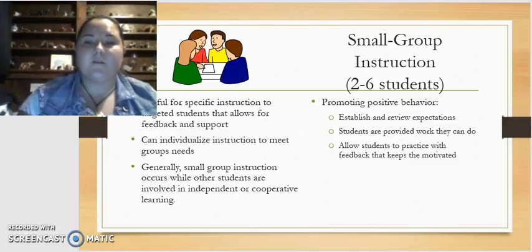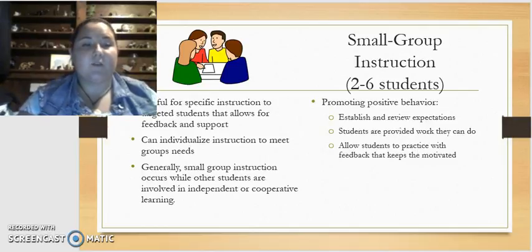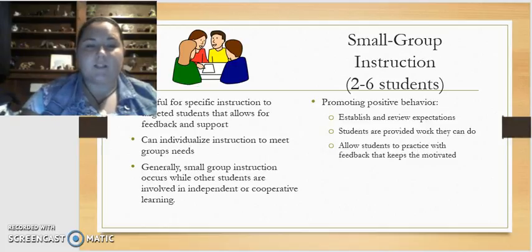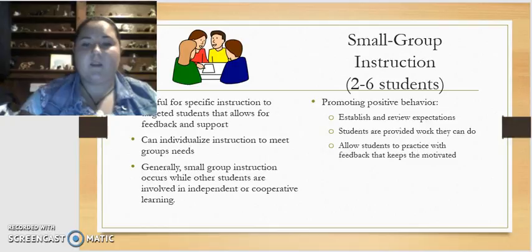A way to promote positive behavior during small group instruction is establish and review expectations frequently. Students are provided work that they can do. It has to be on a level that they can do it or they can be helped to do it. And allow students to practice with feedback that keeps them motivated.